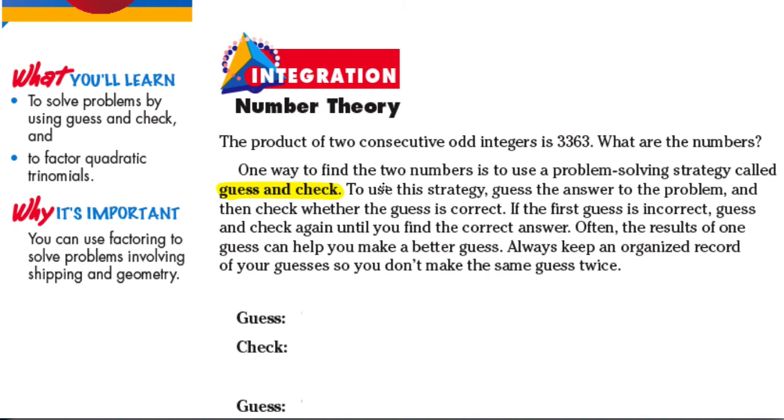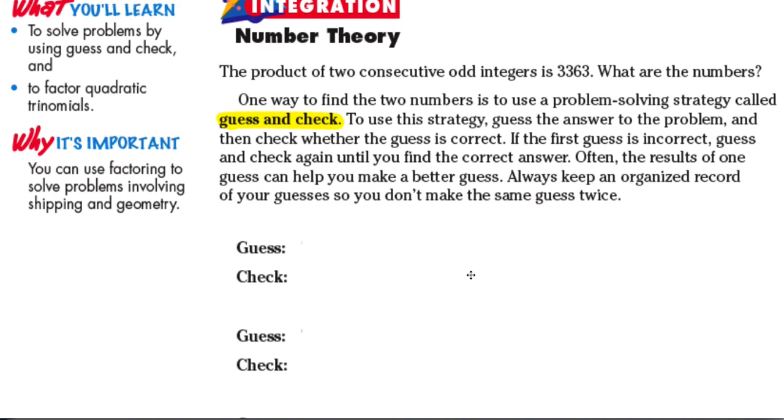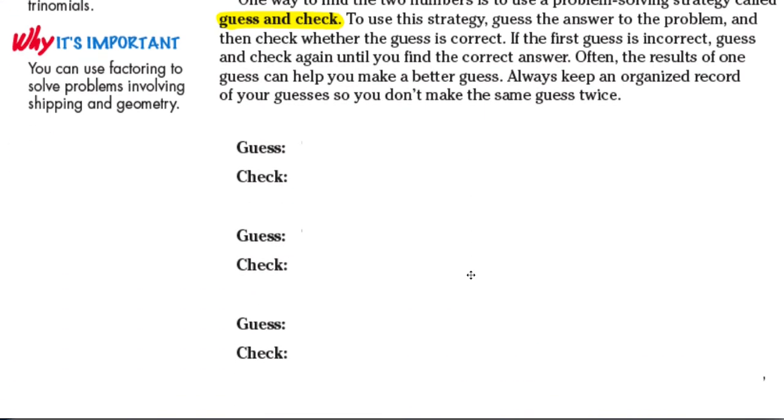What are the numbers? One way to find numbers is to use a problem-solving strategy called guess and check. To use this strategy, guess the answer to the problem and then check whether the guess is correct. If the first guess is incorrect, guess and check again until you find the correct answer. Often the results of one guess can help you make a better guess. Always keep an organized record of your guesses so you don't make the same guess twice.